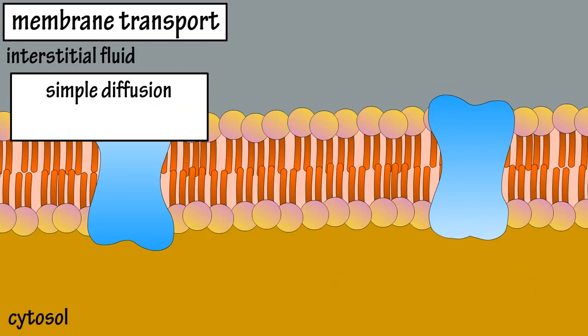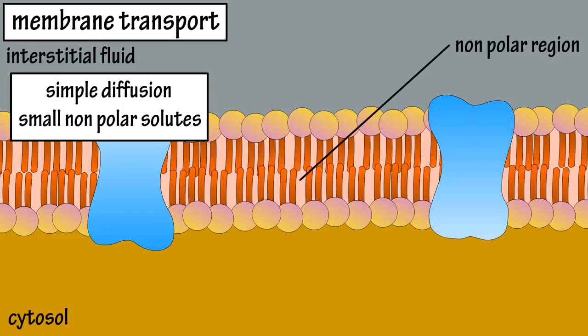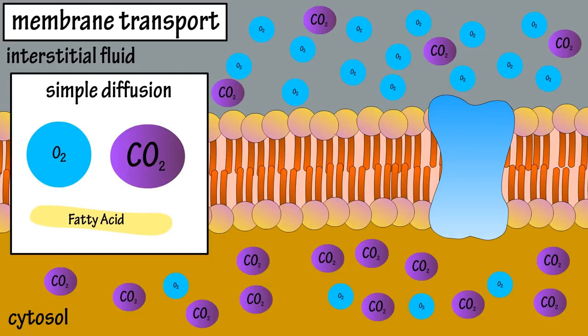Simple diffusion occurs with solutes that are small and nonpolar. By being nonpolar, they can move in between phospholipid molecules that form the plasma membrane because the interior region of the membrane is nonpolar. Some of the materials that move by simple diffusion include the gases oxygen and carbon dioxide and small fatty acids.